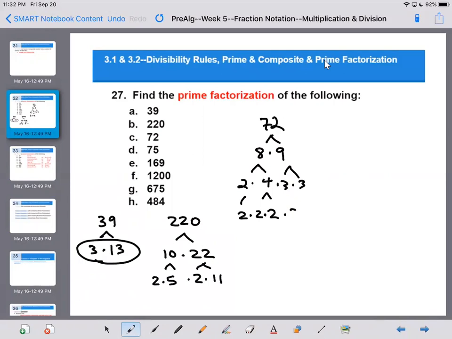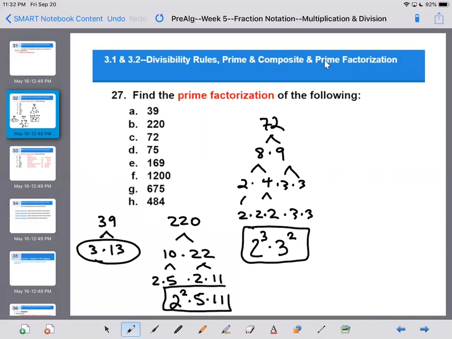So notice what we have here. 3 2's and 2 3's multiplied together. So when we do our prime factorization, I want you to use exponents to represent that. Here we would have 2 to the second times 5 times 11. So 220 is represented by this. And 39 would just be 3 times 13.